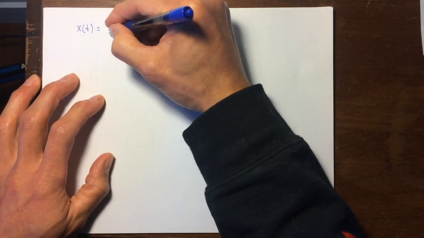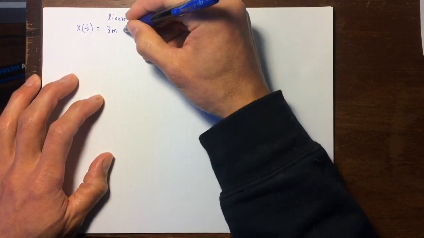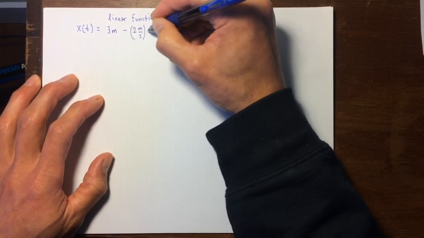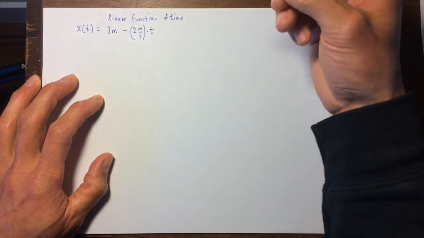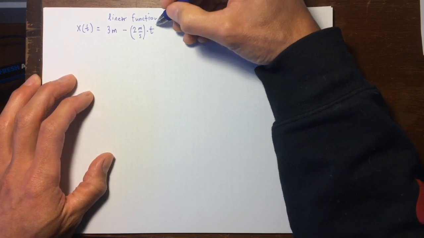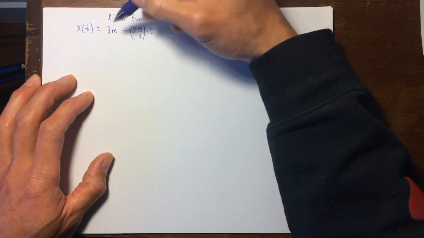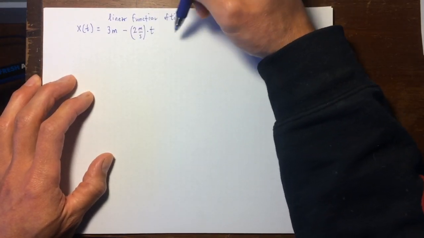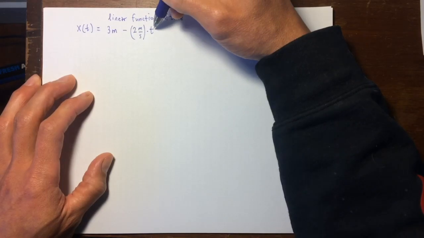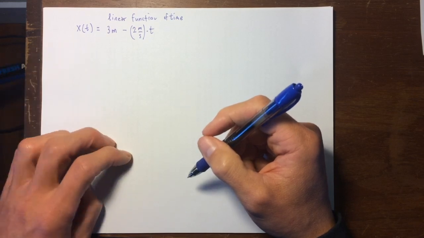So I have an example. I'm going to say that x of t equals 3 meters minus 2 meters per second times t. Linear functions are functions such that the variable only shows up with a first power and also a constant. So a constant plus a slope times the variable. It kind of looks like y equals mx plus b, like a straight line. So it's a linear function of time, a straight line function of time.